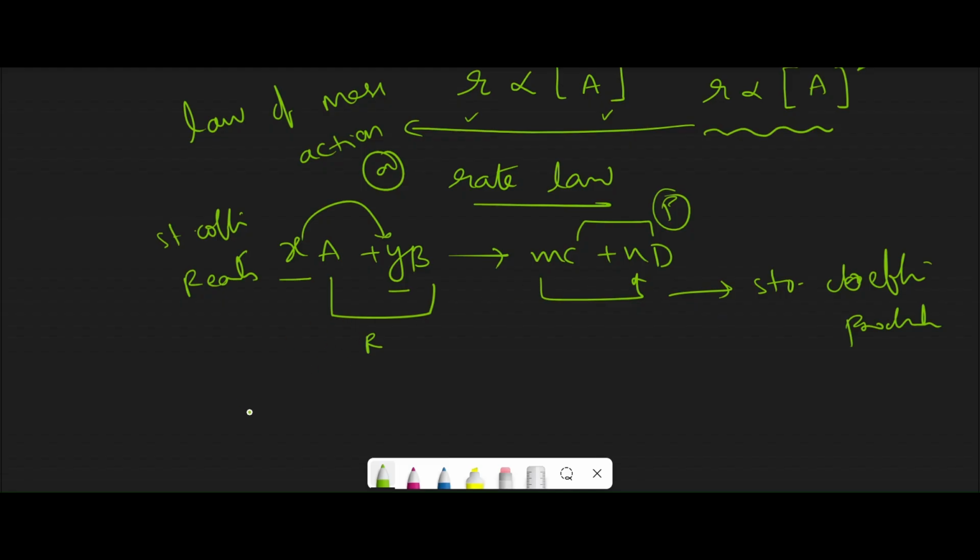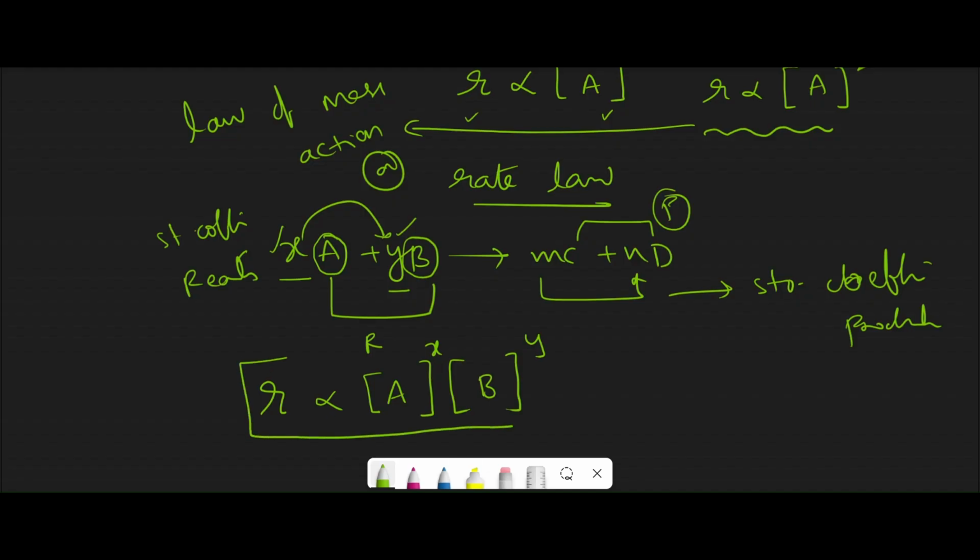Now according to this reaction, the relation according to the rate law is that the rate of any reaction is directly proportional to the concentration of reactants. Here the reactants are A and B, so I write the concentration of A and the concentration of B, with the stoichiometric coefficients x and y raised as their powers. So this expression indicates the rate of reaction as per the concentration factor.